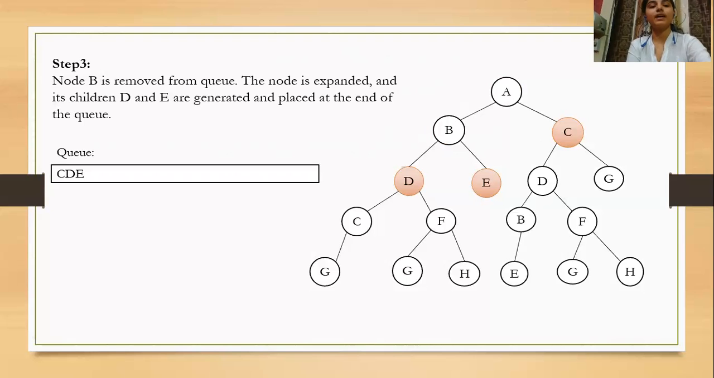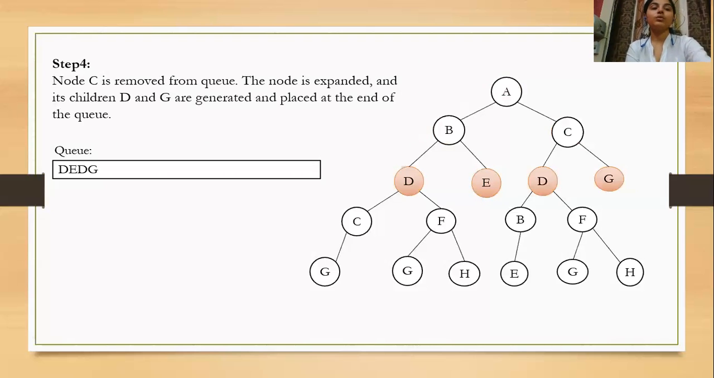Now we have C as the first node in the queue. We will see if C is our goal node or not. C is not our goal node. So we will expand it, and we see that D and G are the children of C. So we are going to add D and G at the back of the queue.